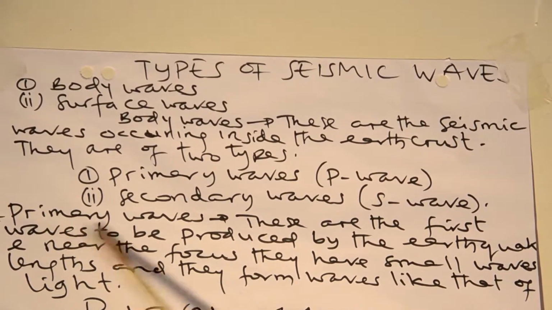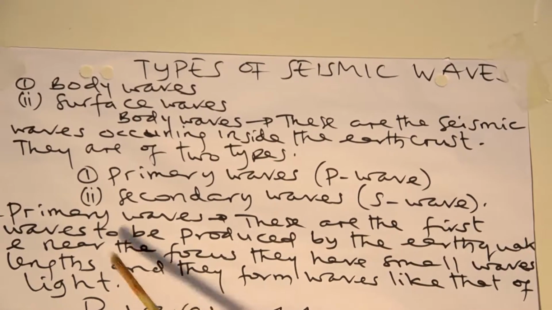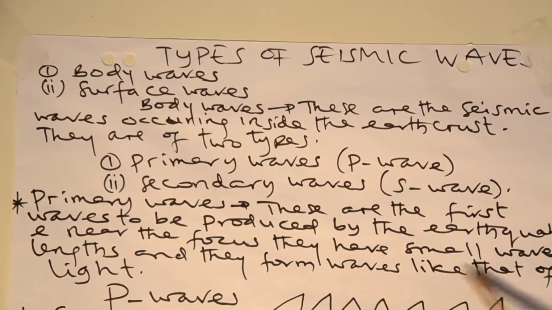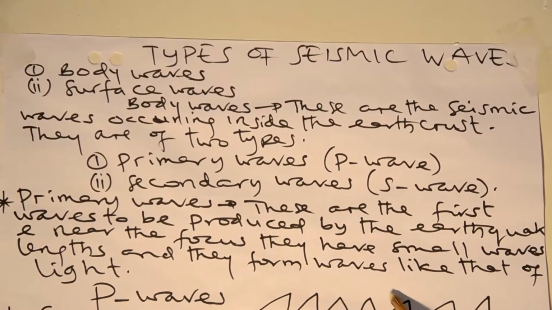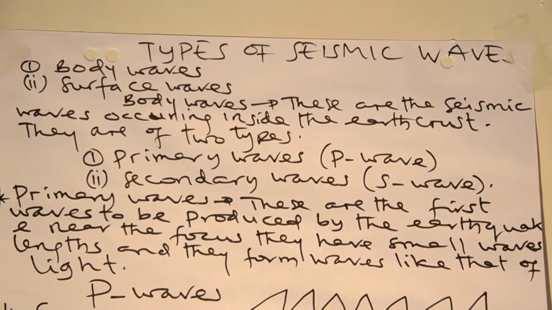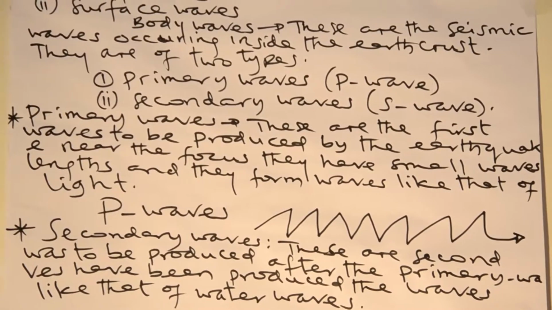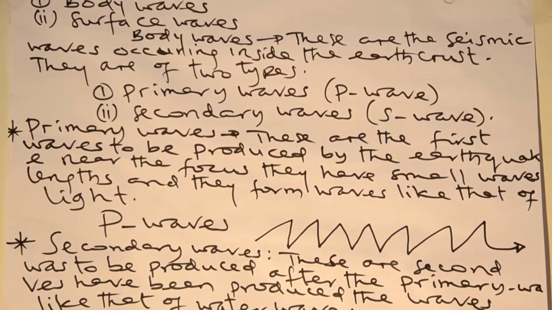Primary waves are the first waves to be produced by an earthquake near the Earth's surface. They have a small wavelength and they form waves like those of light. Dear students, it is called body waves because these body waves are taking place nearby the surface.